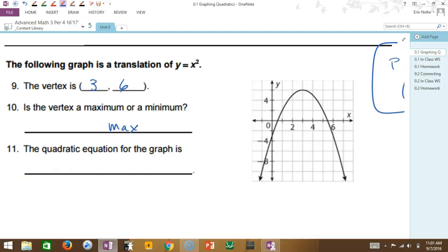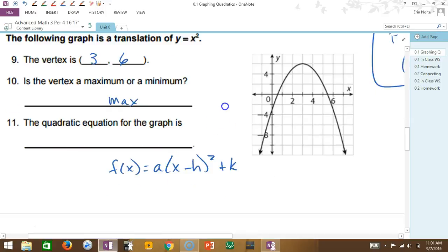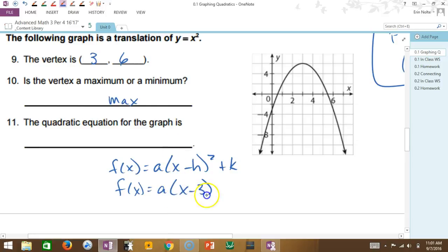Okay, so if I'm given a vertex, I know the vertex, I'm going to start with the vertex form, right? In the back of your brain, vertex form is a times the quantity x minus h squared plus k. I know the vertex, so what can I plug in? The h and the k, literally. So it's going to be a times the quantity of x minus 3 squared plus 6. The piece I am still not sure about is the a value.